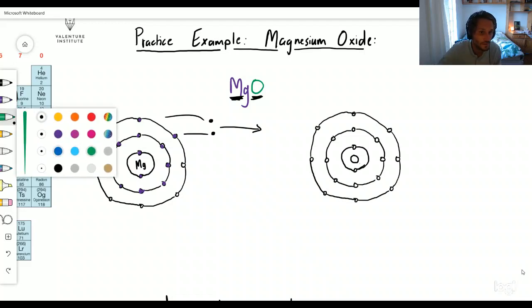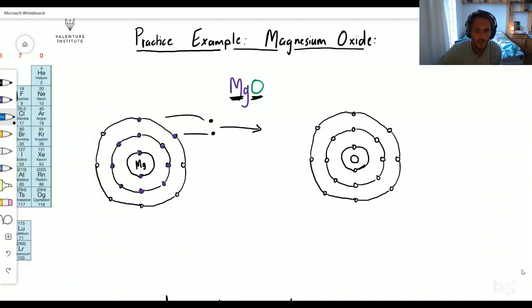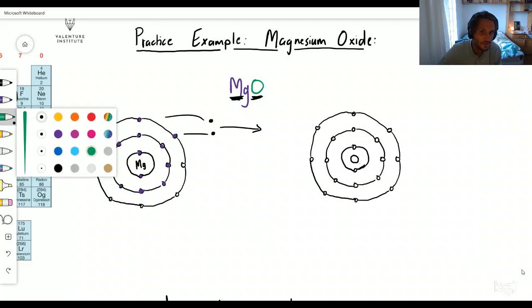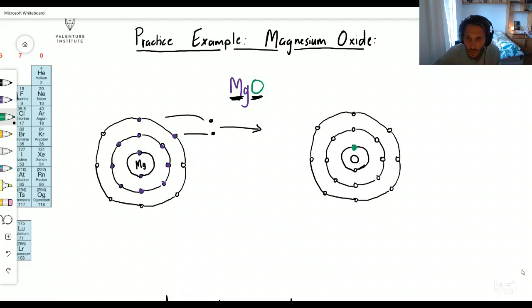So the oxygen atom, we have 8 electrons. I'm going to do oxygen in green, to stay consistent. So we've got 1, 2, 3, 4, 5, 6, 7, 8. You can see this is working perfectly because these two electrons are going to come off the magnesium, and they're going to slot in here with the oxygen, like that. And now that's going to complete its outer shell.